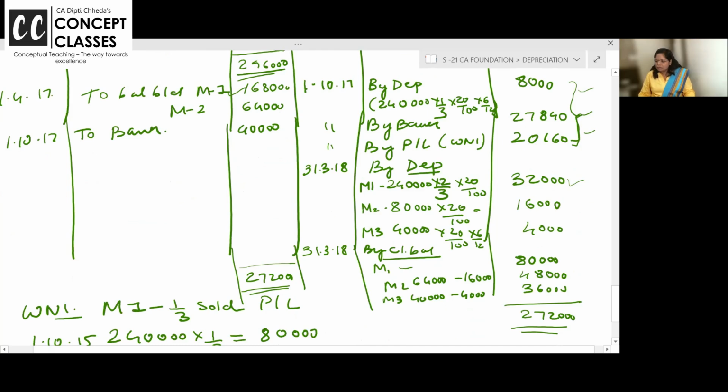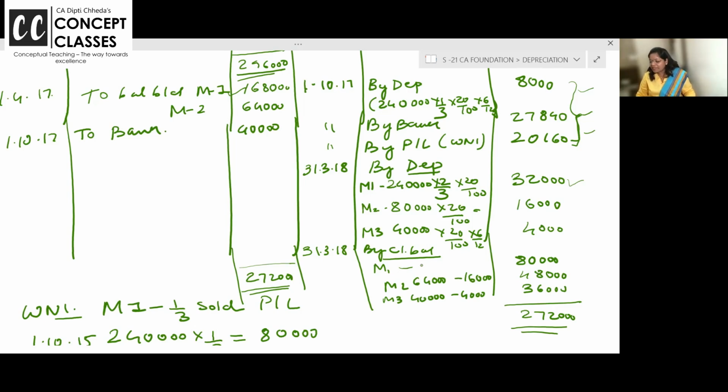Clear to all of you? Take your time. Are you getting 3 closing balances? See, yesterday we have understood how to do straight line, but we took only one machine. Today I have taken maximum possible what they can give. 2-3 machines. Part of the machine is sold. Very nice problem. Let's move ahead. SLM method is clear.